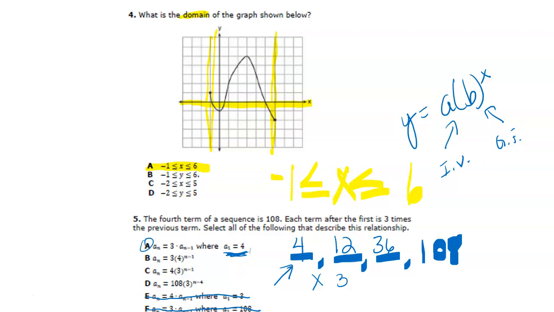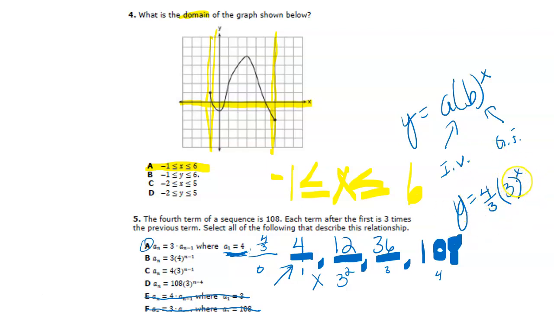Remember, initial value is where x is equal to 0 on a table, so it's the 0 term. So if this is my first term, second term, third term, fourth term, we need to go back one more time. Okay, so 4 divided by 3 to give me my 0 term would be 4/3. So I get y equals 4/3 times, we're multiplying by 3, to the x power.